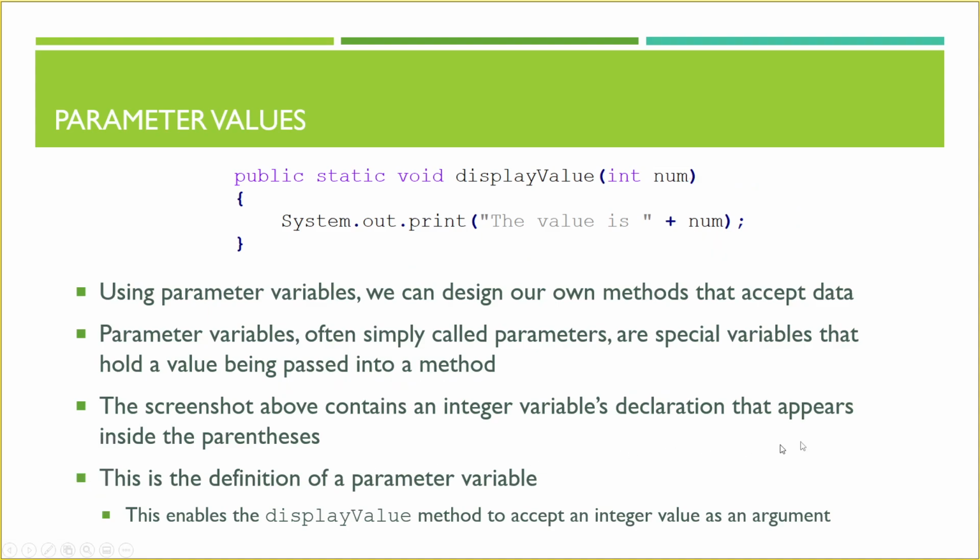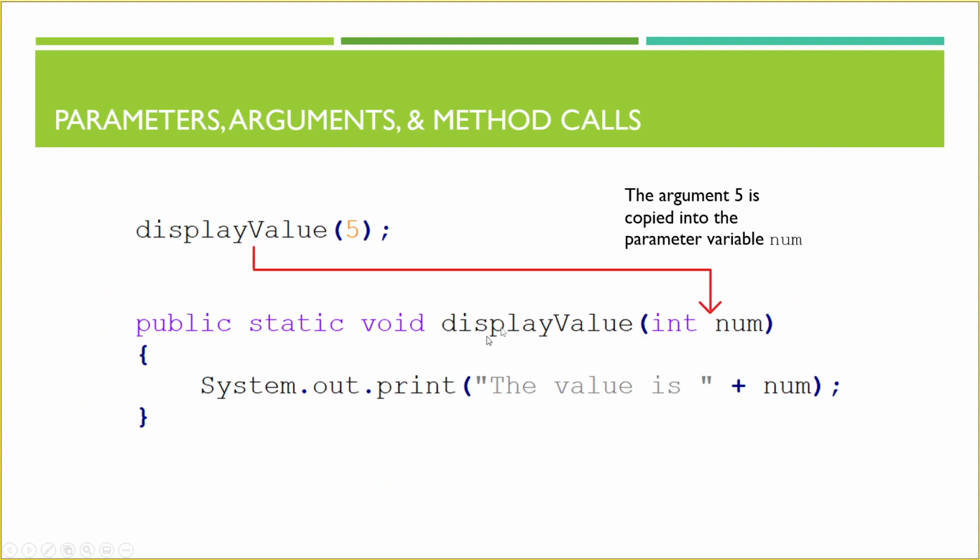So here's another example. Display value, I pass in 5 as an argument. The argument 5 is copied into the num parameter variable, and then it would be displayed to the screen.